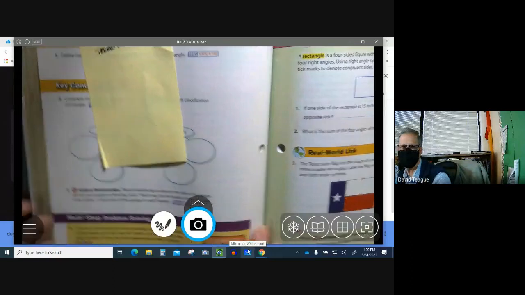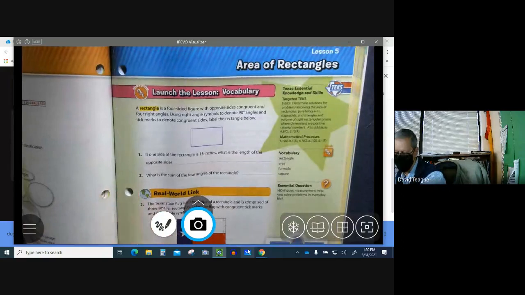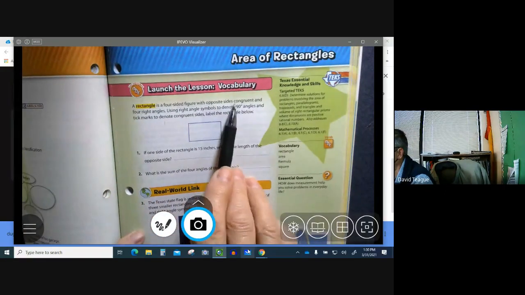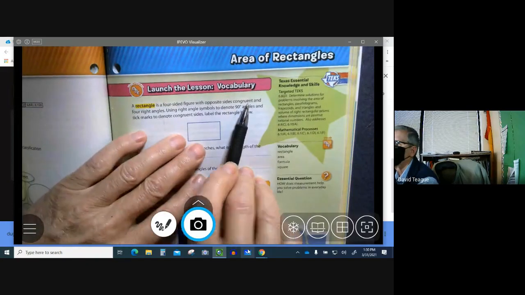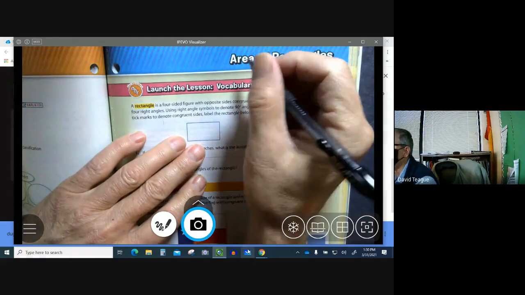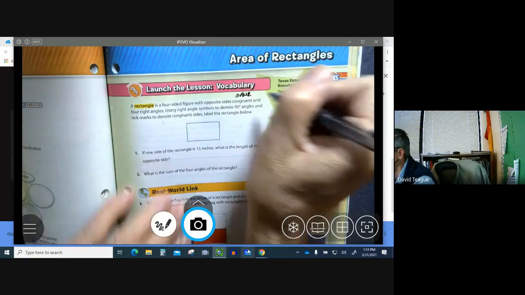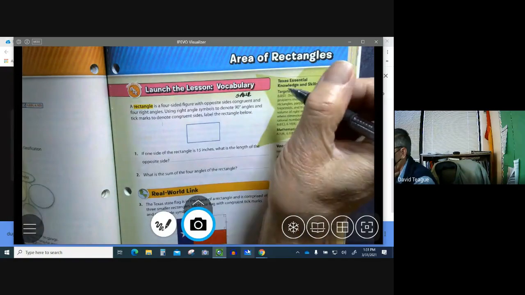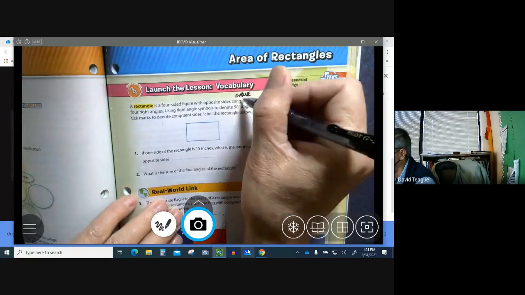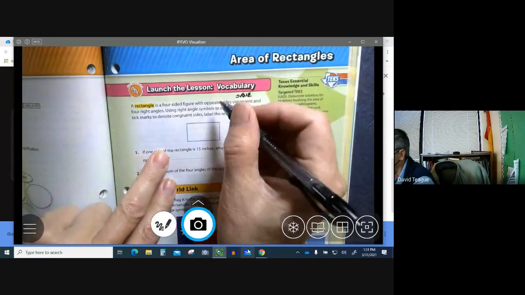Okay, so page 715 in your math book, we're talking about the area of a rectangle. A rectangle is a four-sided figure with opposite sides congruent. What does congruent mean? Anybody know? It means it's the same. It's equal to. So congruent and same, that's another word you can use for it. So the opposite sides are the same or congruent, and it has four right angles.